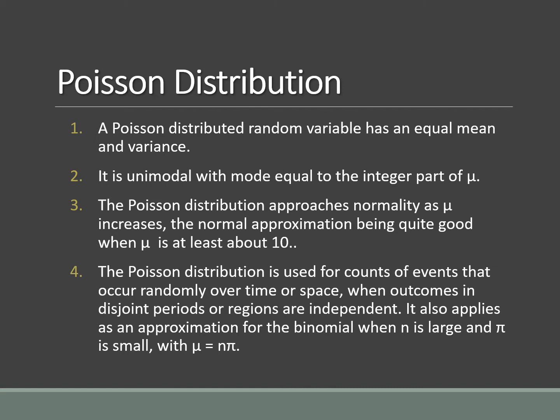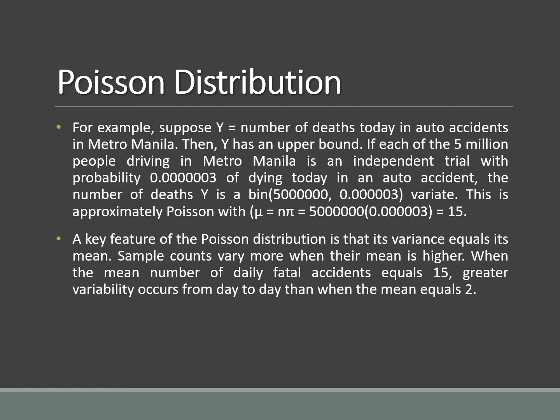And in this case, the mean of the Poisson distribution is equal to n times the probability of success in the form of the binomial distribution. To give a better illustration, or to make you recall the lessons discussed in your prob course, either in Stat 231 or 221, here we have an example. Suppose y is the number of deaths today in auto accidents in Metro Manila. Hence, we have no upper bound.